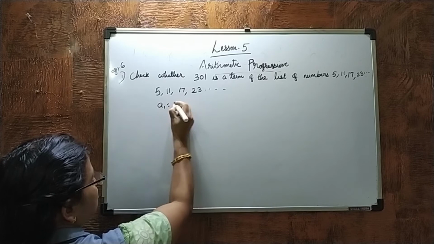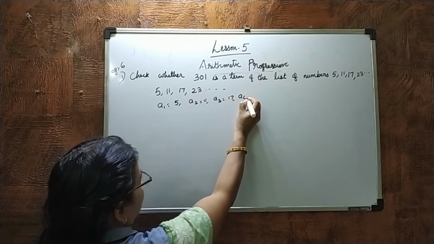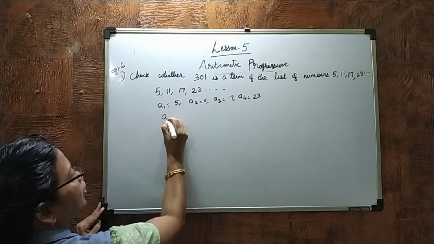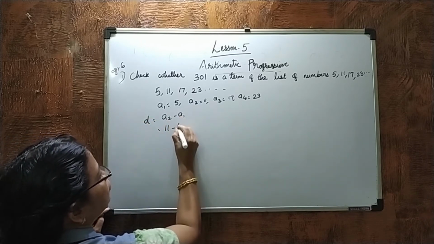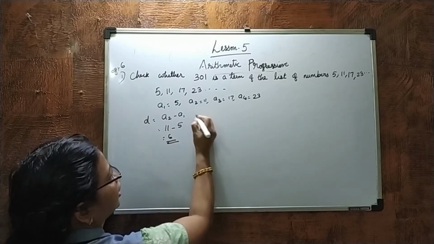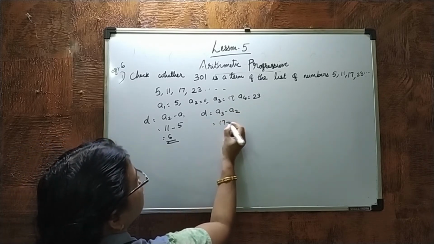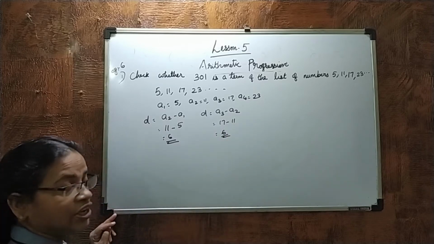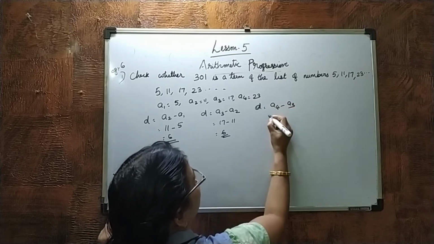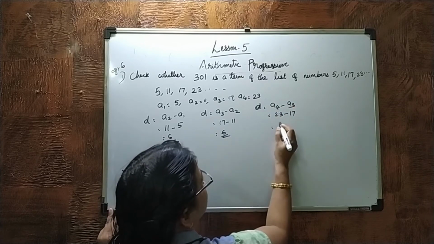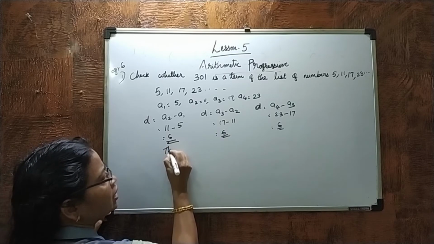Then A1 is equal to 5, A2 equals 11, A3 is equal to 17, A4 is equal to 23. Now D equals A2 minus A1, 11 minus 5, you will get the answer 6. Again D equals A3 minus A2, so it will be 17 minus 11, you will get the answer 6. Again 23 minus 17, it is 6 you will get. That means D is equal to 6 and the list of numbers is in AP.